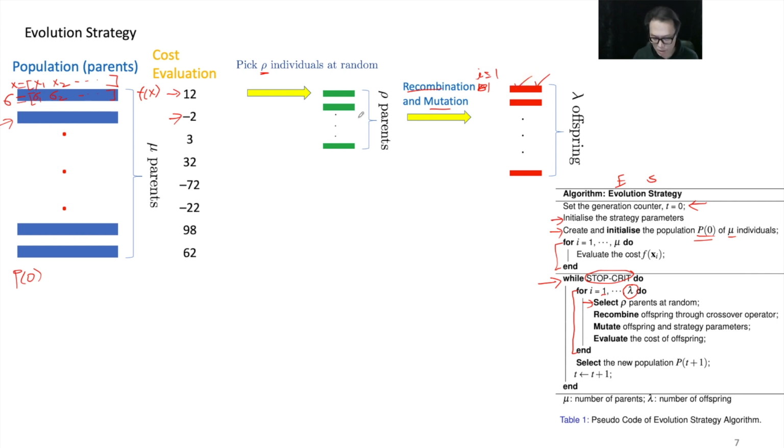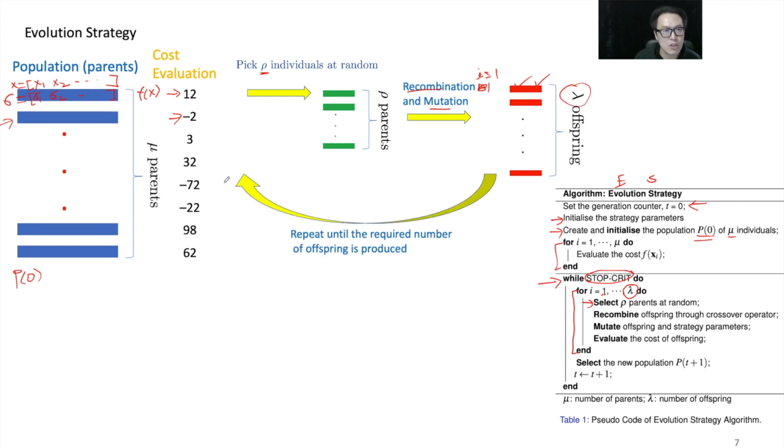We repeat this process, and because we would like to generate lambda offspring, we go back to this point and pick rho individuals at random from the population. When i equals 2, this rho parent will be different from the rho parent when i equals 1. So based on these green bars, we are going to perform recombination, that is crossover, and mutation, to generate the next offspring. We repeat this process, we will have all these lambda offspring ready.